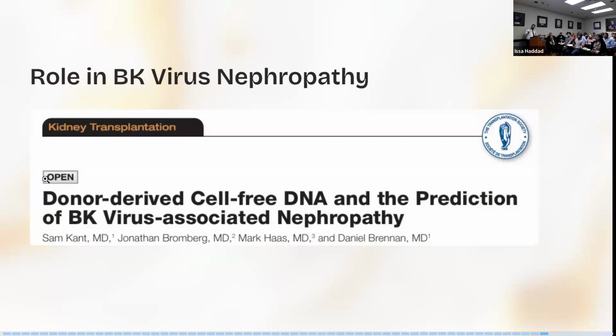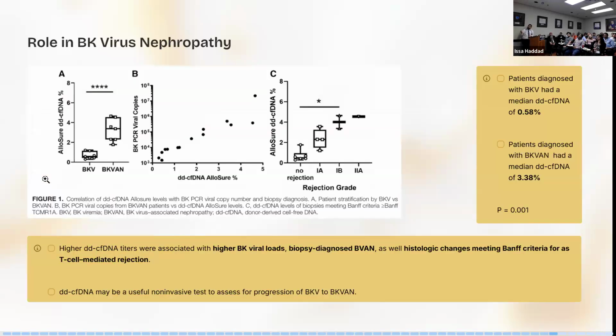So, for example, in this study, they looked at how donor-derived cell-free DNA can predict BK virus-associated nephropathy. And their results are basically that if you look here, BK viremia alone, without causing BK associated nephropathy, had low AlloSure, but significantly more elevated, around 3% of AlloSure, in BK viremia that caused nephropathy. And then as well, they looked at the BK viral copies and the donor-derived cell-free DNA AlloSure percentage, and it has somehow a linear relationship where donor-derived cell-free DNA would increase with the increase of BK PCR viral copies.